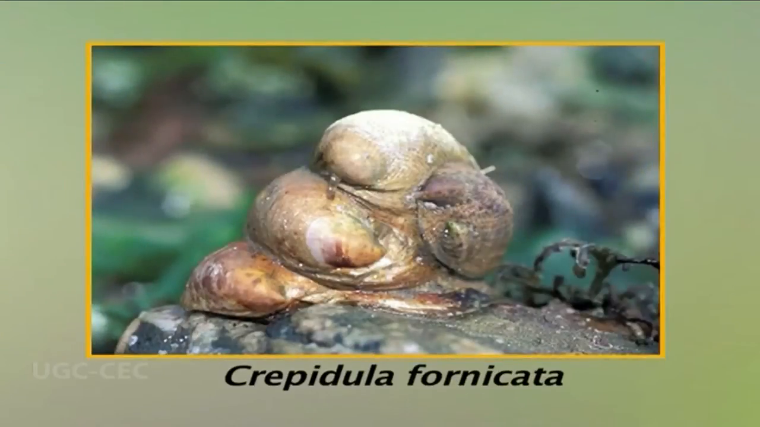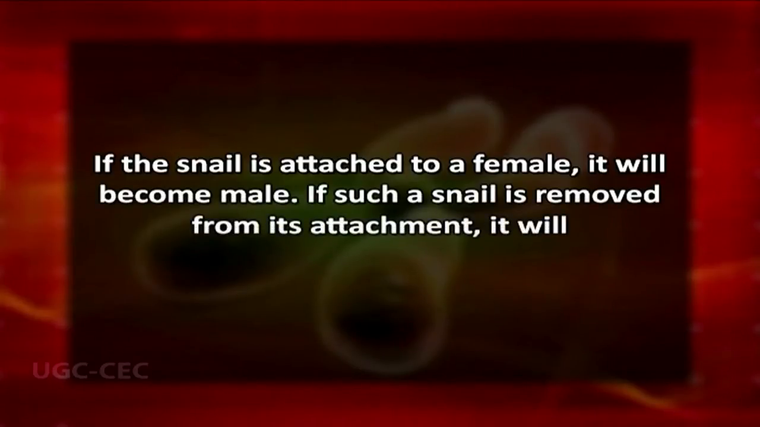Another example in which sex determination is affected by the location of the organism is the case of the slipper snail Crepidula fornicata. In this species, individuals pile up on top of one another to form a mound. Young individuals are always male. This phase is followed by the degeneration of the male reproductive system and a period of lability. The next phase can be either male or female, depending on the animal's position in the mound. If the snail is attached to a female, it will become male. However, if such a snail is removed from its attachment, it will become female. Similarly, the presence of large numbers of males will cause some of the males to become females. However, once an individual becomes female, it will not revert to being male.